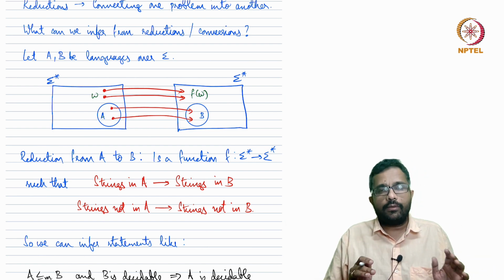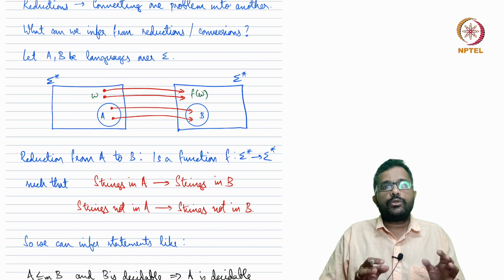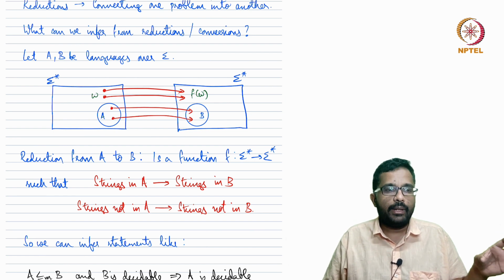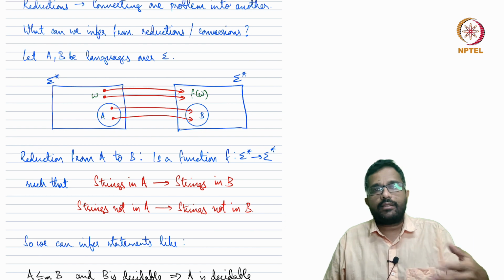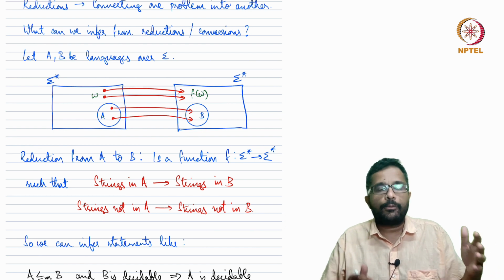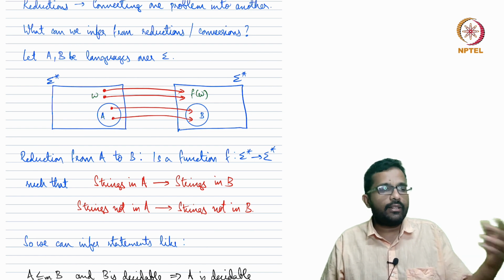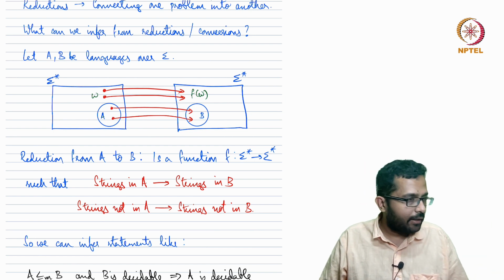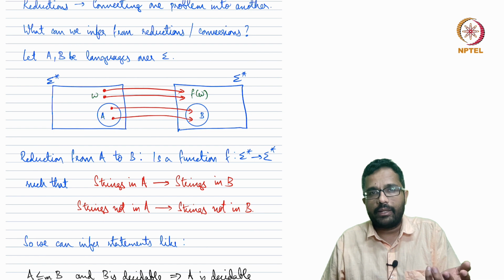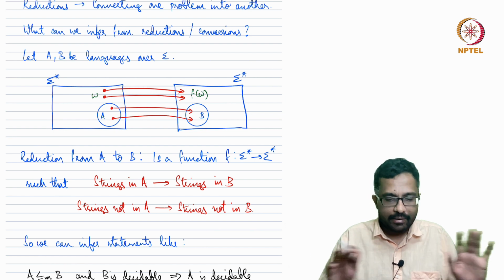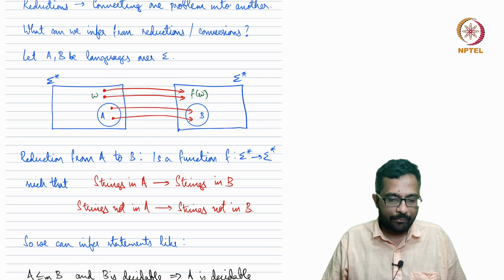So the goal of the reduction process is to make judgments about some string being in A using something that is already known. Suppose we have a way to check whether a given string is in B, then instead of checking whether the given string is in A, we can convert it to the mapped instance and then check whether the mapped instance is in B, right? So that's the general game plan here.